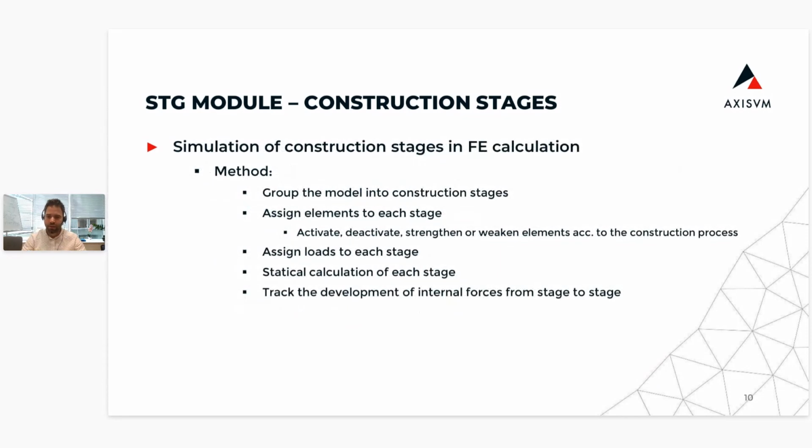Very high-level overview of the method we have implemented into the software is the following: our model needs to be grouped into construction stages during the design process. So this will be the first step when we are working with the new module. We will create construction stages, and then we will fill these construction stages up with elements. We will activate them, deactivate them in each stage, and also we can modify their properties, so we can strengthen or weaken elements according to what is happening to these elements during the construction process.